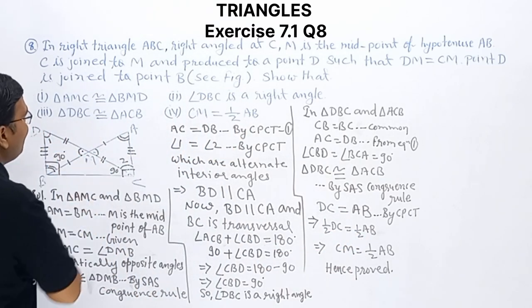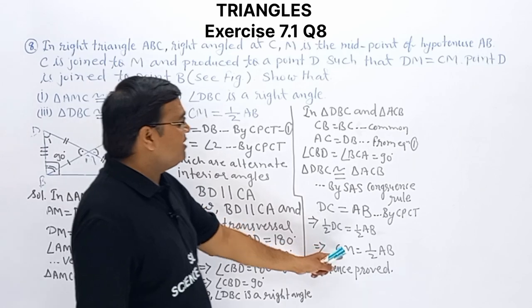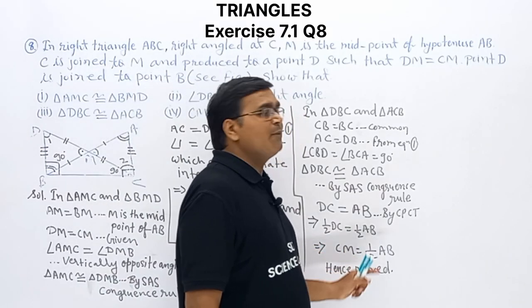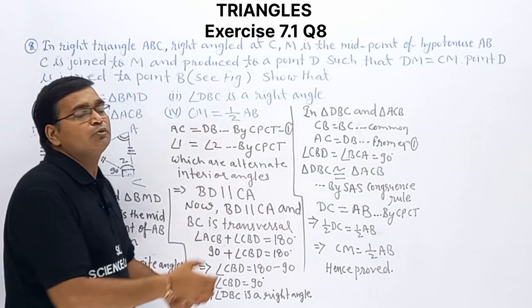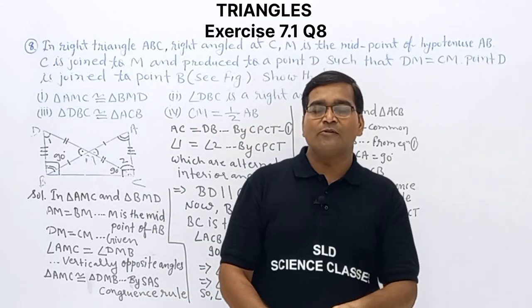Half of DC will be CM. So half of DC can be written as CM equals half of AB. And this one is the fourth question. I hope you understand all these things.